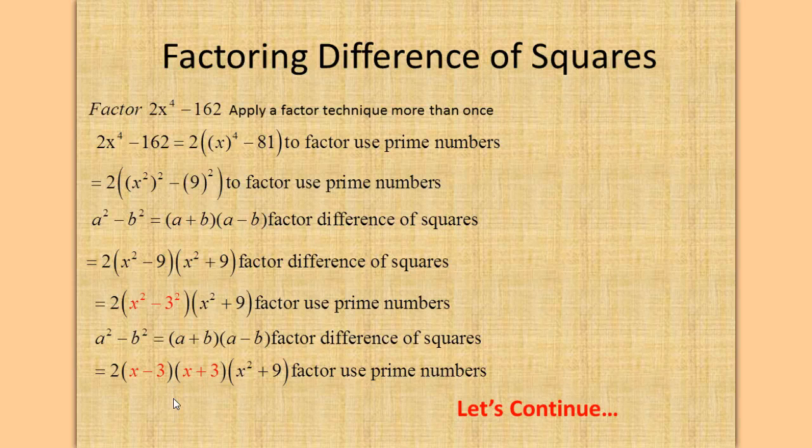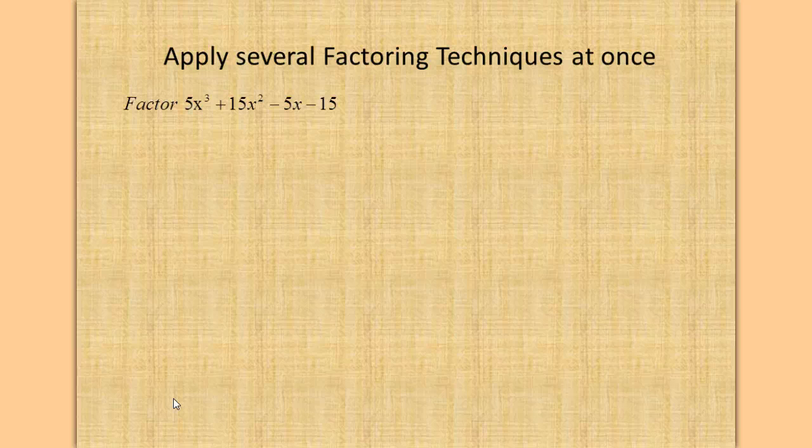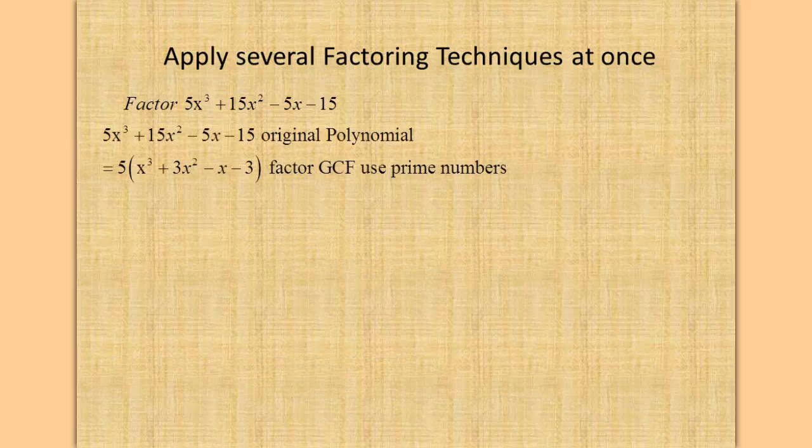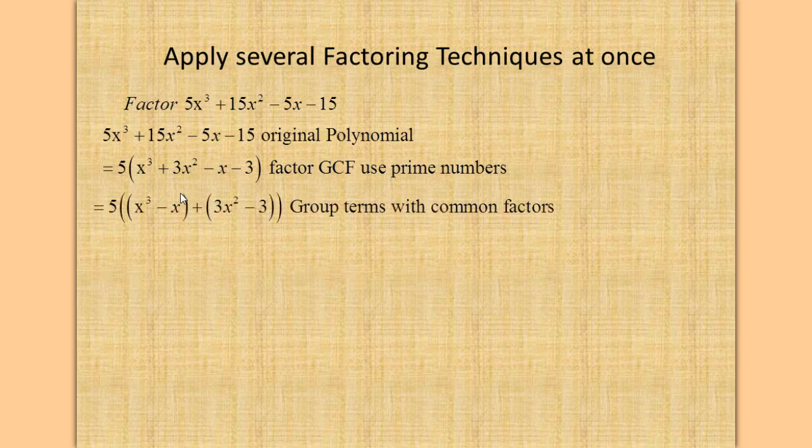Okay, let's continue. Let's factor 5x cubed plus 15x squared minus 5x minus 15. Okay, so here's our original equation, and let's factor out a greatest common factor, okay, which is 5. We can factor out 5 from each one of these. So that's 5 times x cubed is 5x cubed. 5 times 3 is 15 times x squared. 5 times x is 5x, and 5 times minus 3 is minus 15. So we see 5 is the greatest common factor.